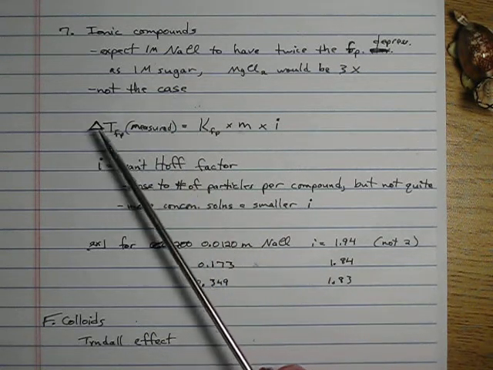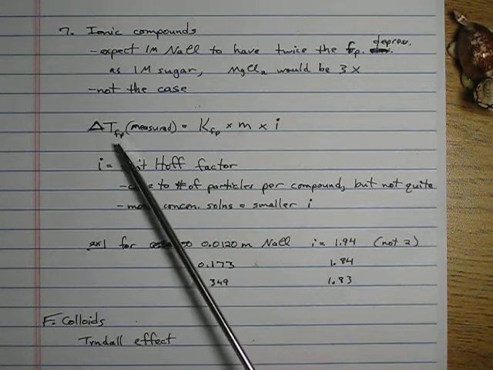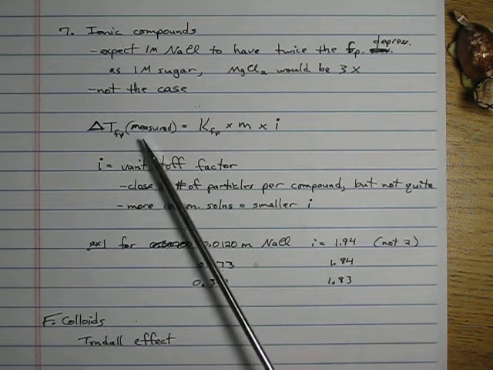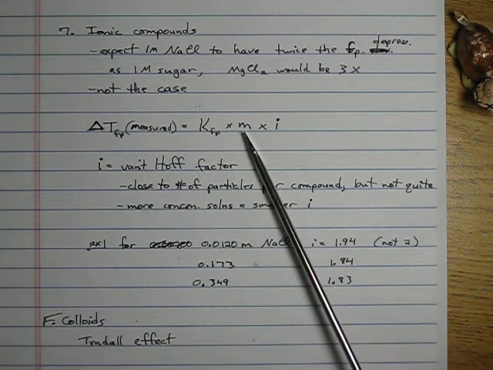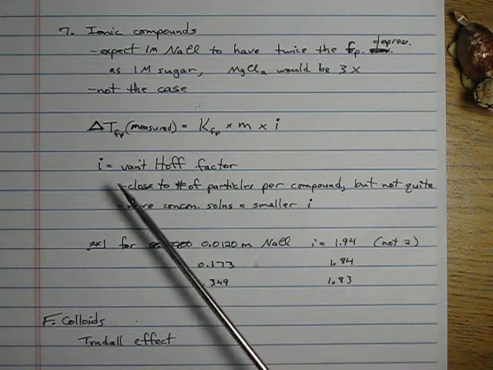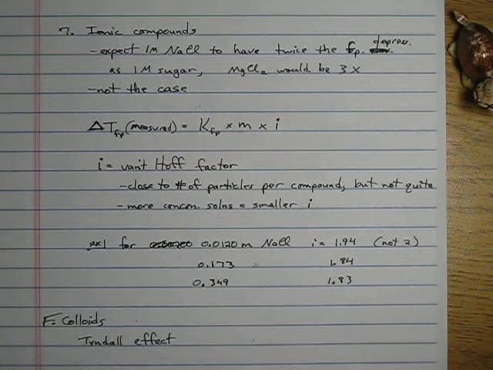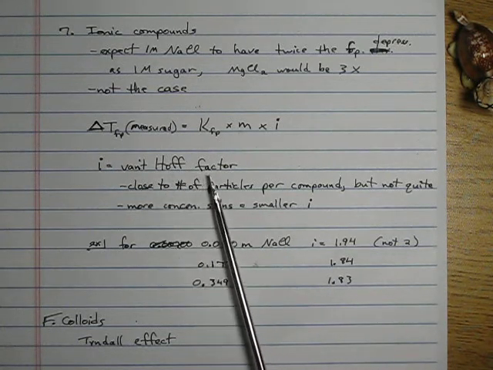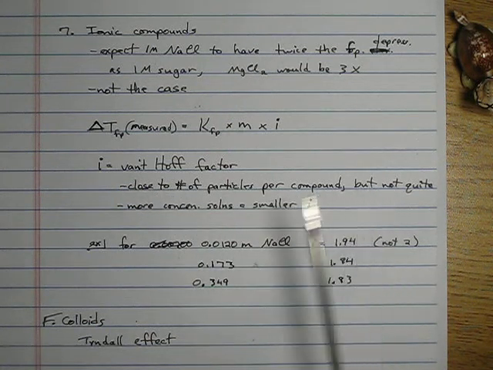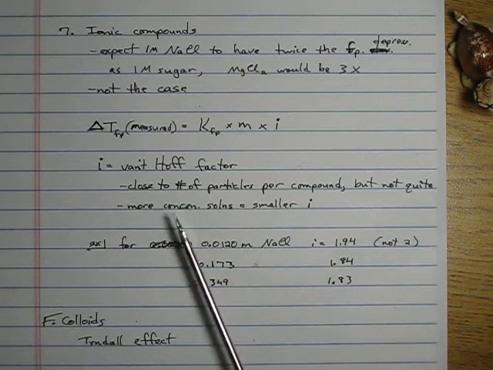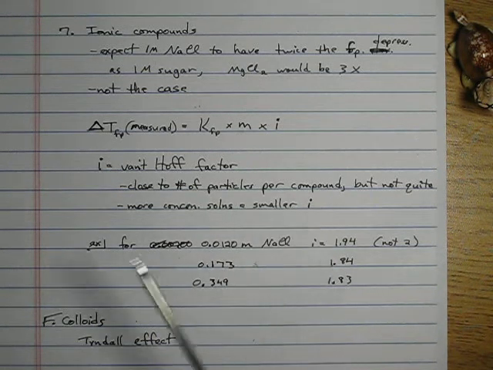Recall that our normal freezing point equation is: the change in temperature, the freezing point depression that we measure, equals the freezing point constant times the molality. We need to add in this factor i, where i is the van't Hoff factor. The deal is that these ionic compounds are interacting with the water, the solvent, so they don't give us the exact right results, but they do pretty close. So the van't Hoff factor is close to the number of particles per compound, but not quite. And it turns out the more concentrated the solution is, the smaller i is.